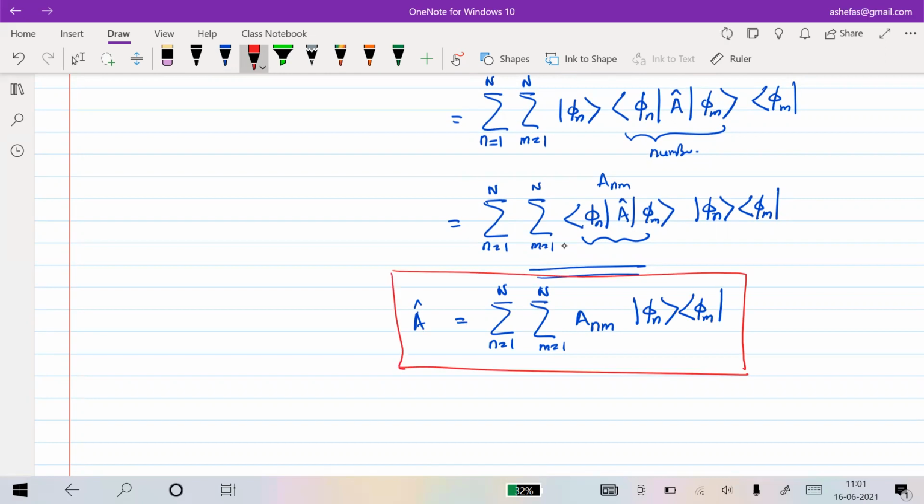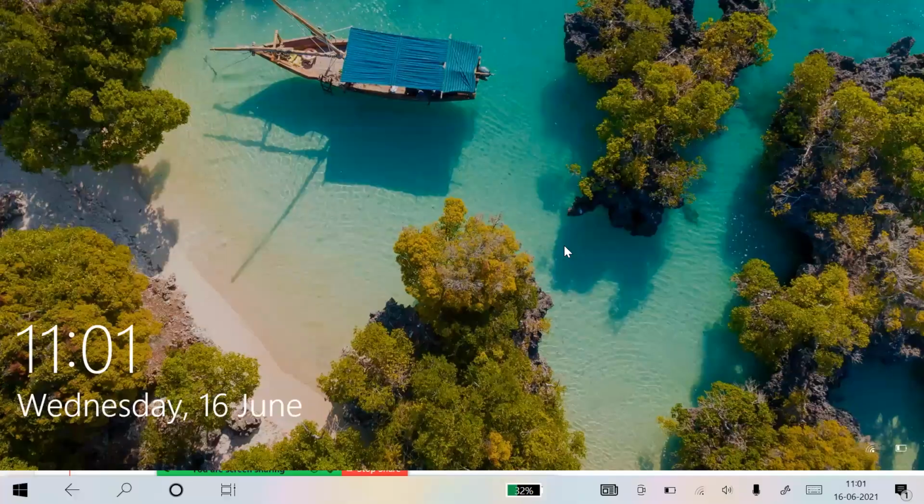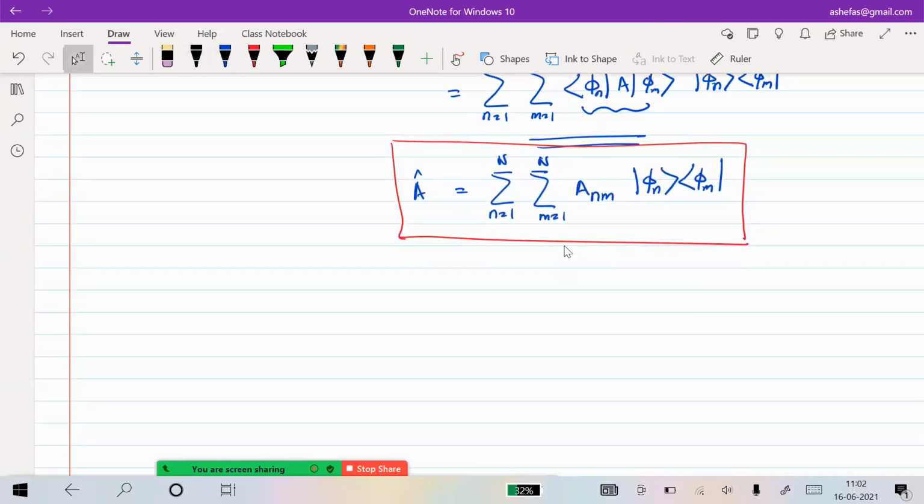Now you will wonder how we can represent this as a matrix. In order to know how to represent it as a matrix, we should recall our vector representation. Recall any vector, the ket vector psi can be written as the inner products ⟨phi 1|psi⟩, ⟨phi 2|psi⟩, etc., up to ⟨phi n|psi⟩ for a vector in an n-dimensional vector space.